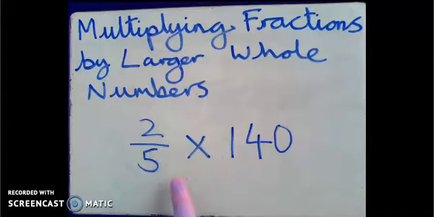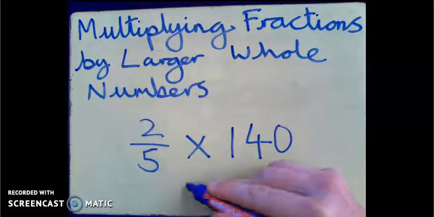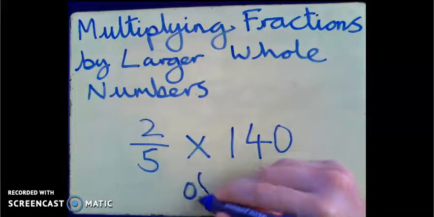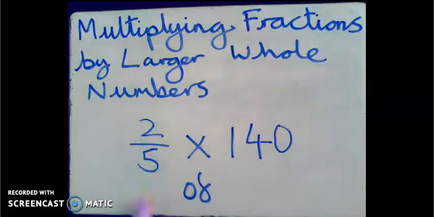Let's just remember that key thing: when we do this type of calculation, the multiplication symbol can be thought of as meaning "of". So 2/5 of 140. And because this is a fraction of 140, we know the answer is going to be smaller than 140.